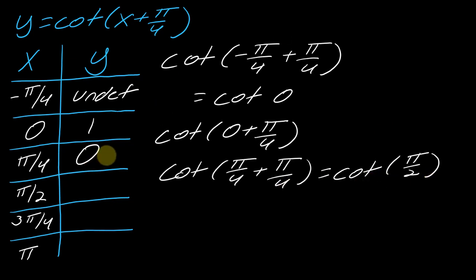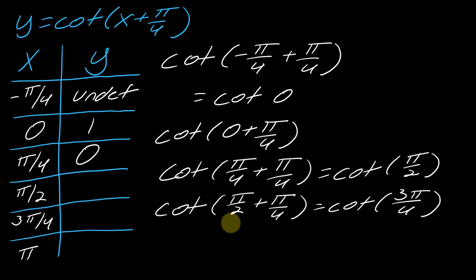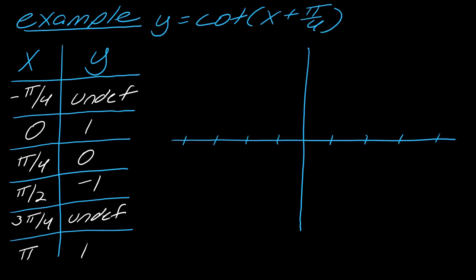Cotangent of pi over 2 is equal to 0. And then if I plug in the next one, that'll come out to cotangent of 3 pi over 4, so that'll equal negative 1. And then at pi, this will be undefined. You can check my math here, but then the interval will start over again. So, okay, we have our points. Ta-da! Now I have to come up with my axes.